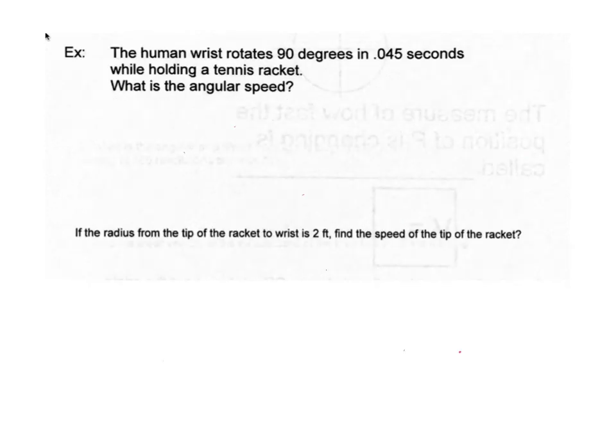All of these problems are big unit conversion problems. So let's take a look at our example. The human wrist rotates 90 degrees in 0.045 seconds. And it's while holding a tennis racket. I want to know the angular speed. Remember that angular speed is always measured in radians per time.